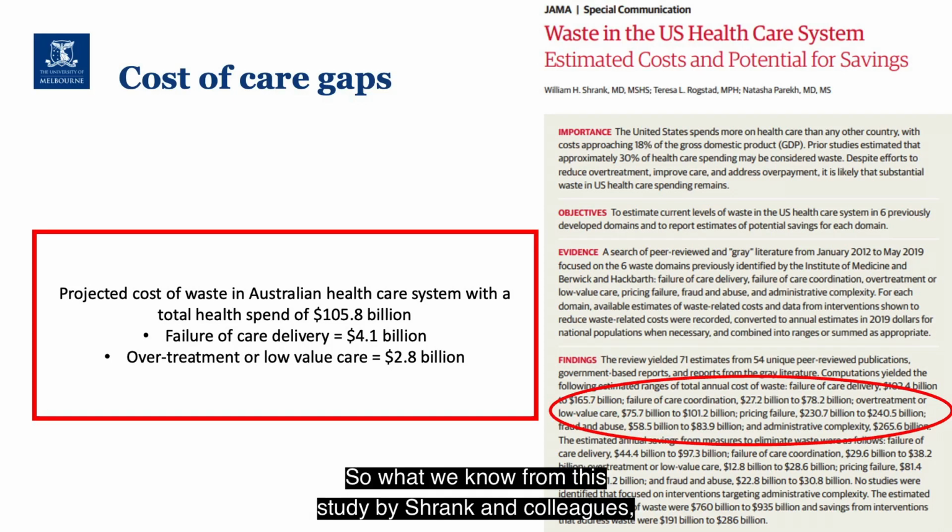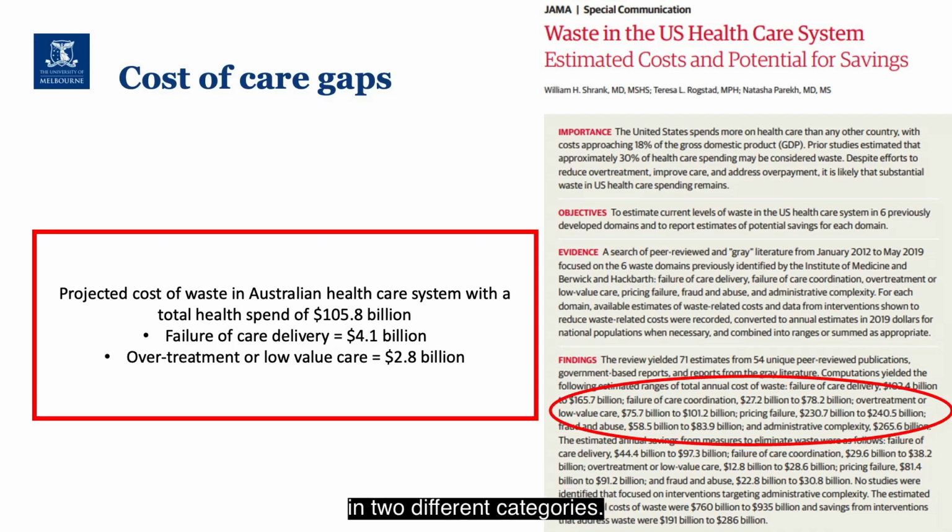So what we know from this study by Schrank and colleagues, and that was done a few years ago, they looked at two levels, or they grouped gaps in healthcare in two different categories. The first one being failure of care delivery, and the second one being over-treatment or low-value care. And they are able to determine that the failure of care delivery costs roughly 4% of the total healthcare budget.